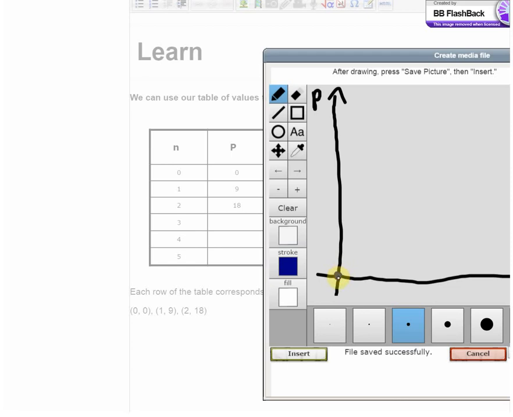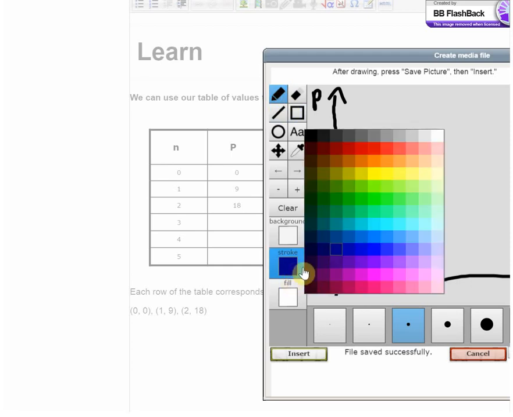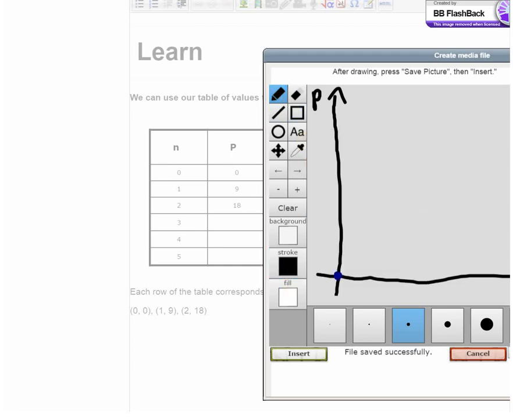0, 0. 1, 9. Ooh, where do I put the 1 and where do I put the 9? This would be a lot easier if I label the axes. You should always label your axes. So we have 1, 2, 3, 4, and 5 for our n values. For our p values, well, they're almost going up by tens. Your highest value that you should have gotten would be 45.